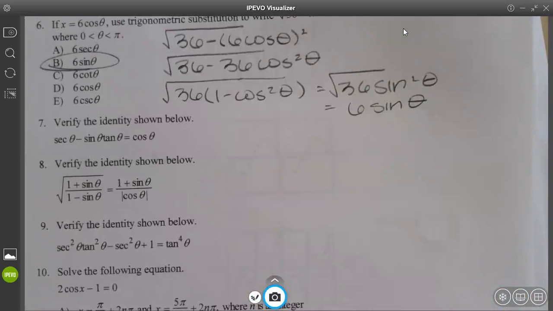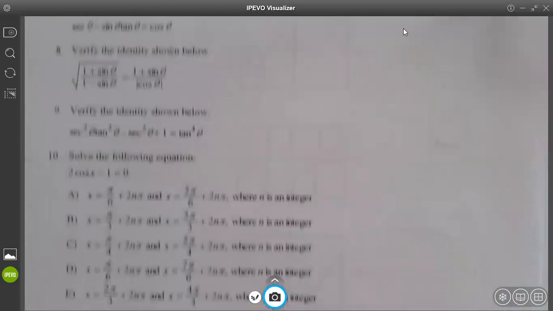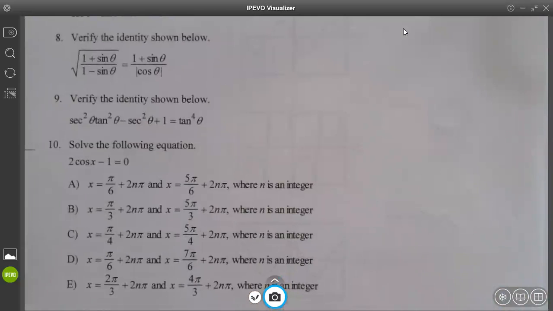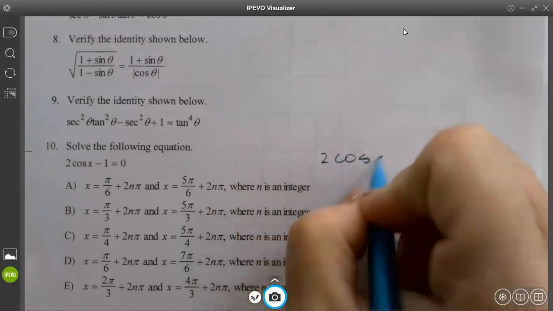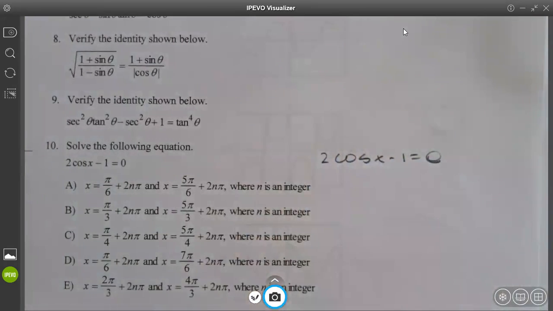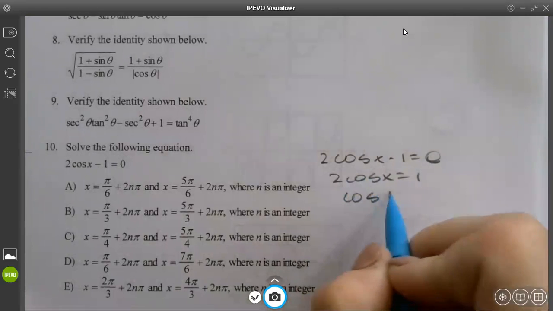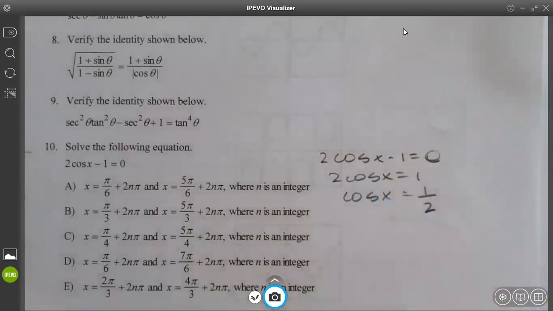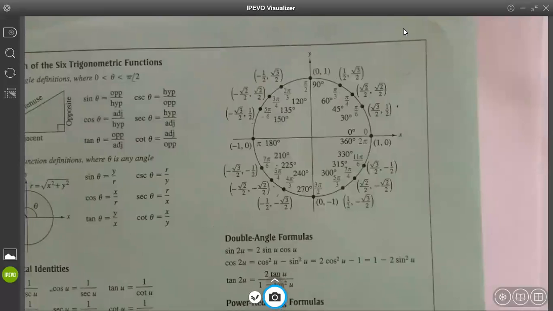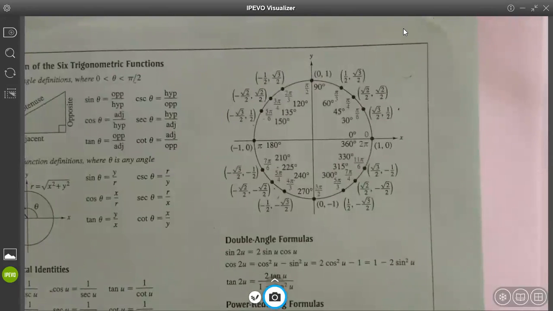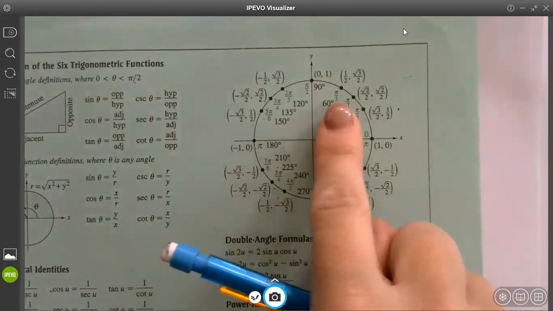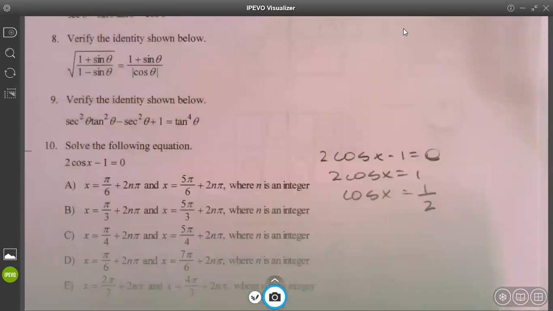All right. Solve the following equations. You had your cheat sheet, right? How do I solve 2 cosine x minus 1 equals 0? Add the 1, divide by 2. Which coordinate is for cosine? So where is the x coordinate equal to a positive 1/2? Pi over 3 and 5 pi over 3.